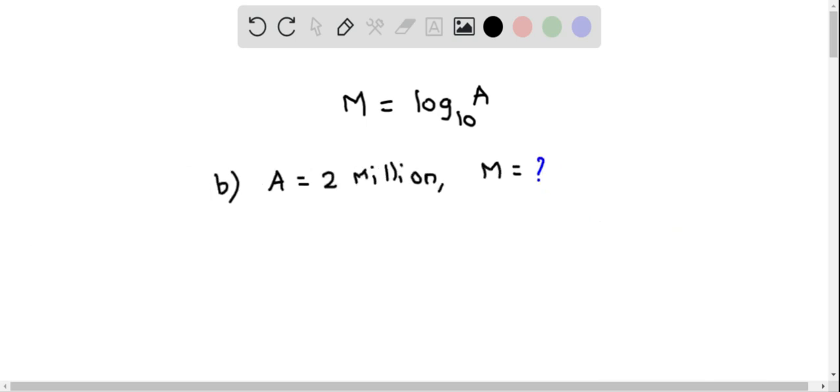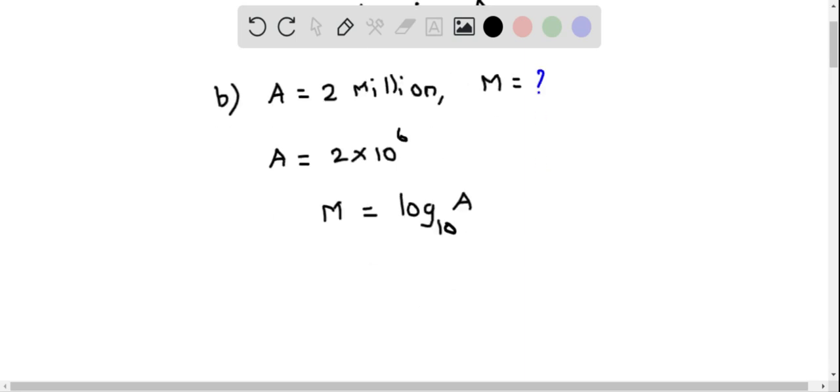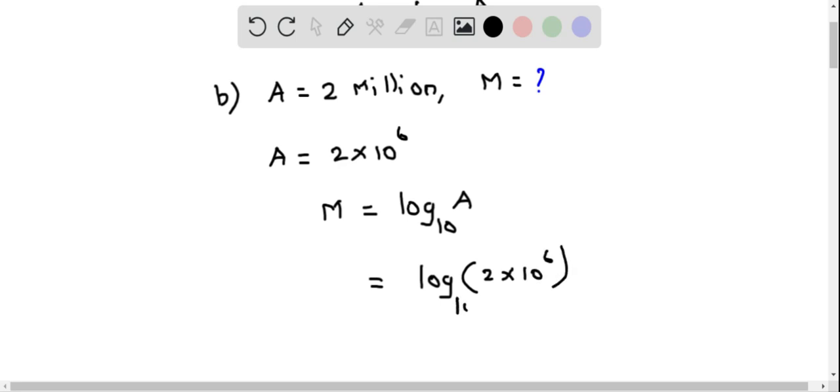Let's answer part B. Here we determine M when A equals 2 million. So first, let me write down this 2 million as 2 times 10 power 6 because 1 million equals 10 power 6. And we have to determine the M. So let's use the formula for M. M equals log A to the base 10 and we will replace A by 2 times 10 power 6. So therefore this becomes a logarithm of 2 times 10 power 6 to the base 10.